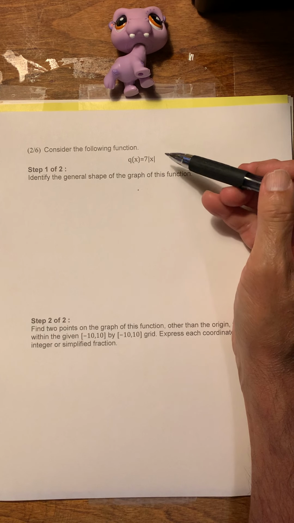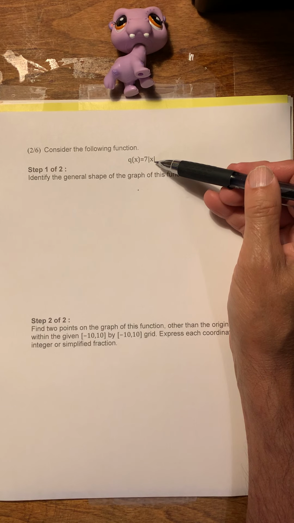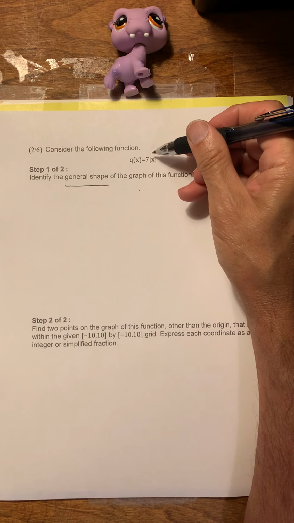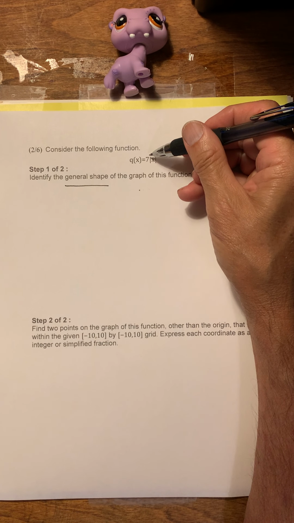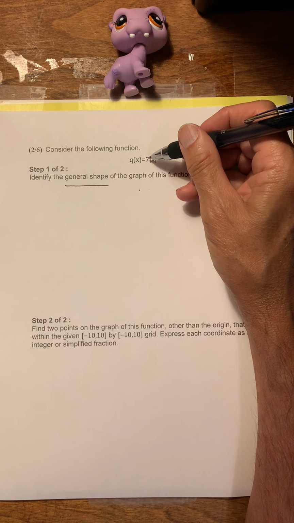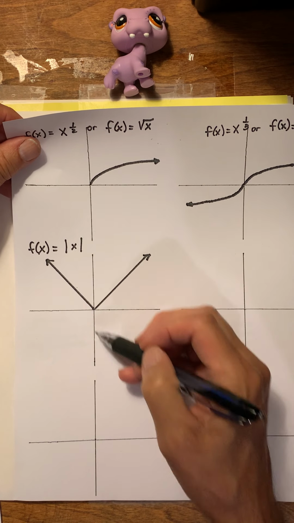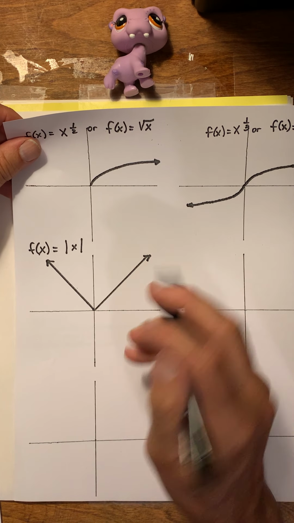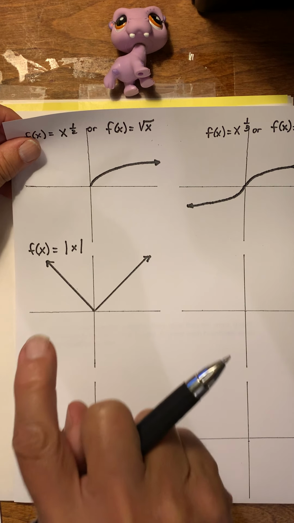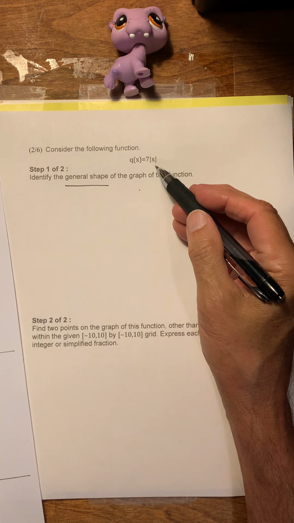Consider the following function. Q of x equals 7 times the absolute value of x. Identify the general shape. Is my coefficient positive or negative? It's positive. So since it's positive, it's going to have exactly the shape of this guy, except a little bit skinnier. And it's the choice that Hawks is going to give you, this one right here. So this is the general shape of my function q of x.